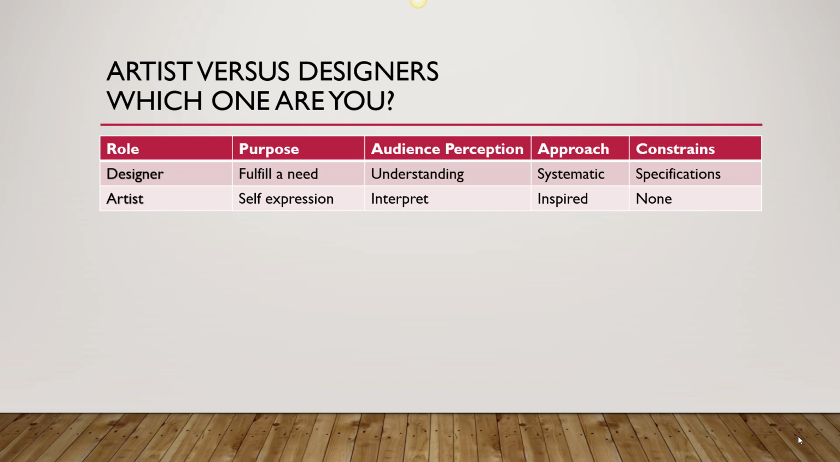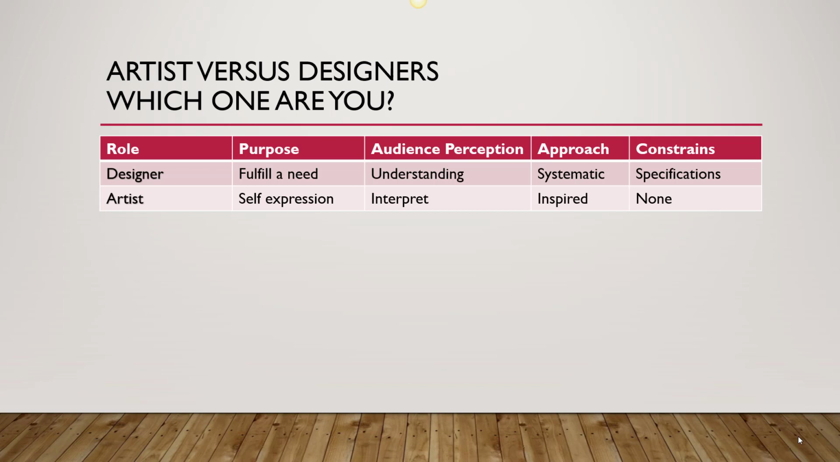The approach for a designer needs to be systematic. Why? Because you need to be able to explain what you do to your stakeholders, to your teammates, to your clients, and very often you're going to be working with a group of people. So each one of them needs to understand who you are in the process and where everybody fits within that system. For an artist, the approach is inspiration.